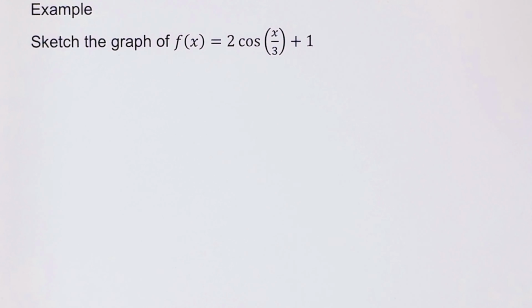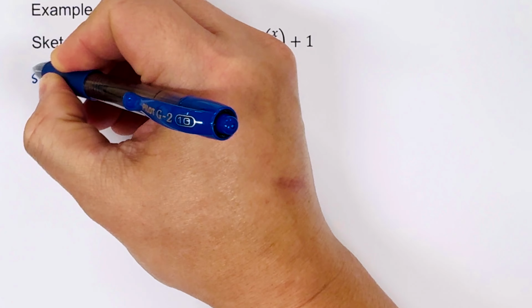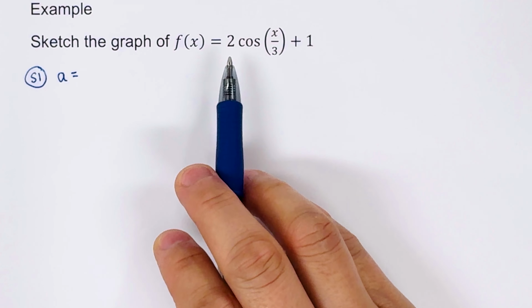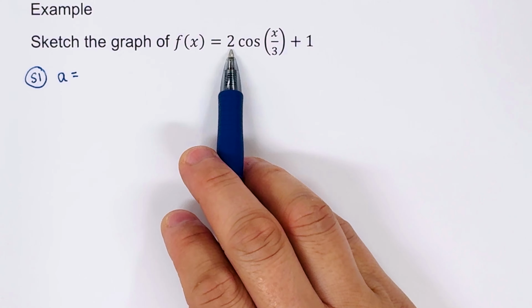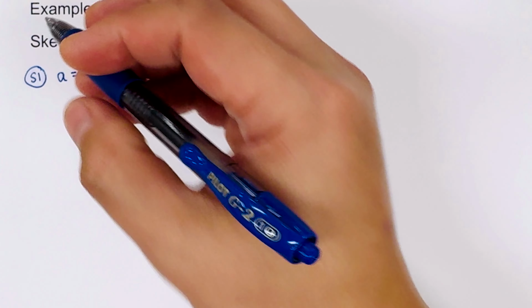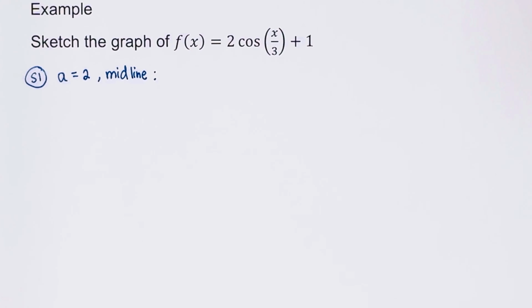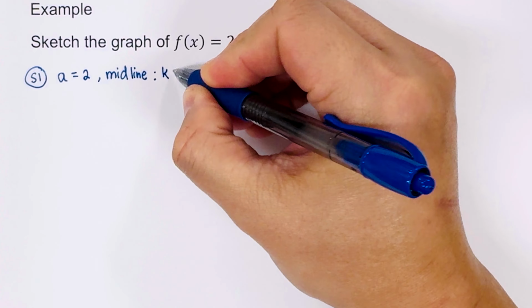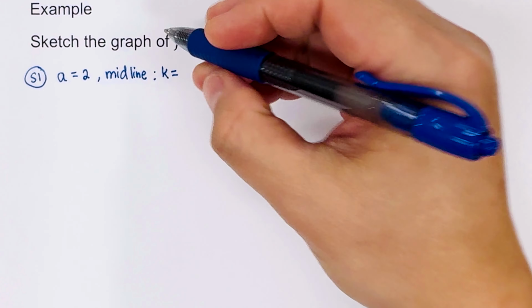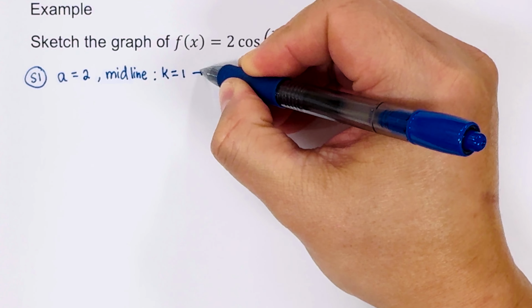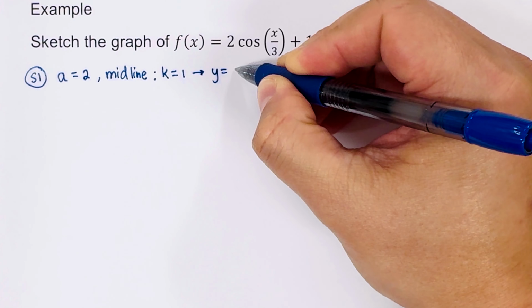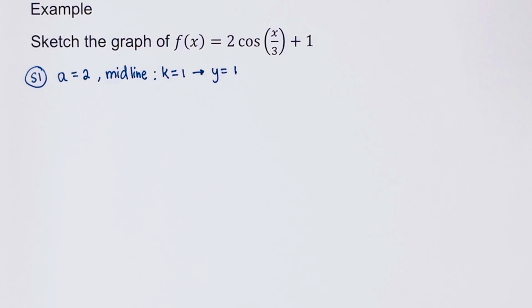The first step is to determine the amplitude and the equation of the midline. So I'm just going to go ahead and write that down here. The amplitude is the coefficient of either sine or cosine, the one in the beginning. So our amplitude here is 2. And we determine the midline. The midline is equal to k, so in this case our k is equal to 1. We can rewrite this in equation form: y equals 1. So that will be our midline.